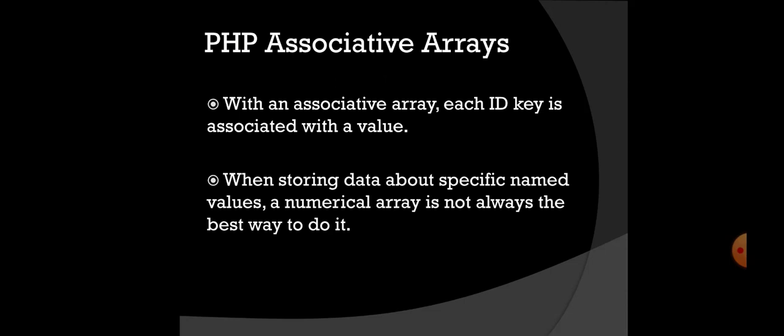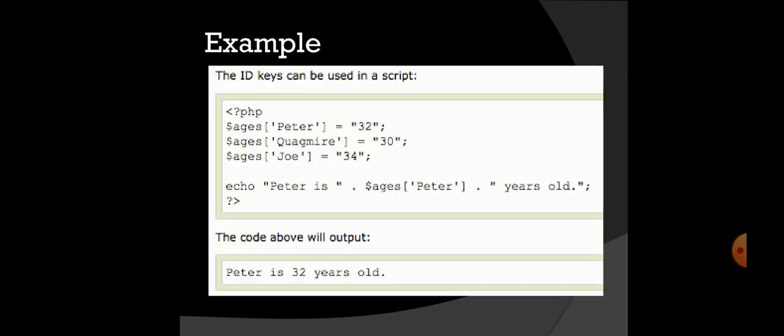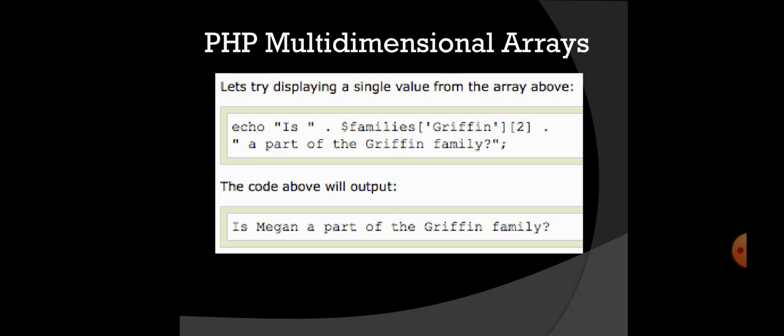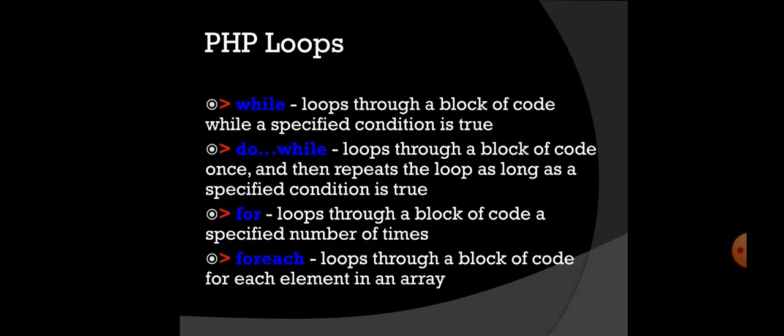And PHP associative arrays, within an associative array, each ID key is associated with a value. When storing data about specific named values, a numerical array is not always the best way to do it. So next is the PHP multidimensional array. In a PHP multidimensional array, each element in a main array can be an array. So we can have more than one dimension. So this is an example for a multidimensional array.